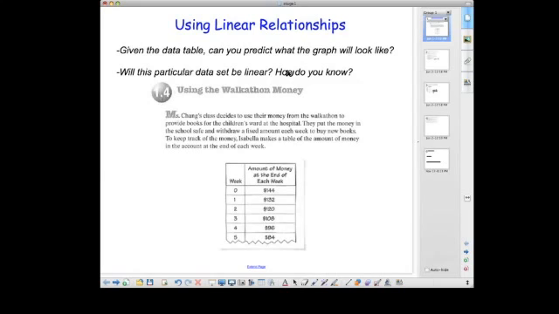So here's just a quick data example. It says Miss Chang's class decides to use their money from the walkathon to provide books for the children's ward at the hospital. They put the money in the school safe and withdraw a fixed amount each week to buy new books. To keep track of the money, Isabella makes a table of the amount of money in the account at the end of each week. So a couple key things here. They are subtracting money from the safe each week, so once a week, and it's a fixed amount.